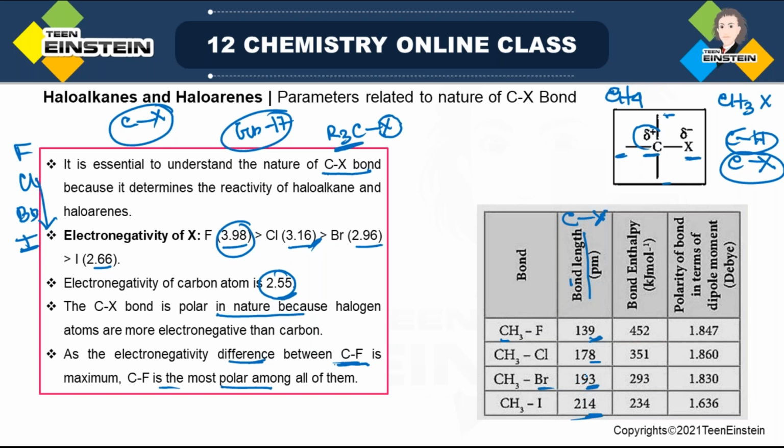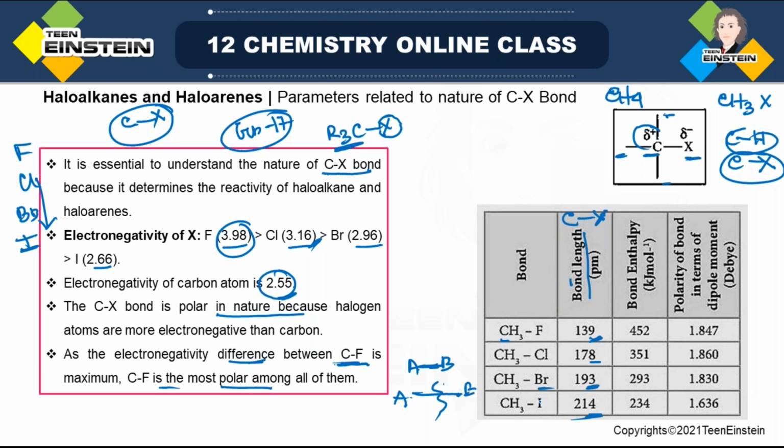And when bond length is increasing, bond enthalpy, that is bond strain, will be decreasing because these two are inversely related. Suppose there is a bond between A and B. If the gap between A and B is very, very high, that means now you can easily break this bond. So when the distance is high, you can easily break this bond, and easily break means what? You have to provide less energy.